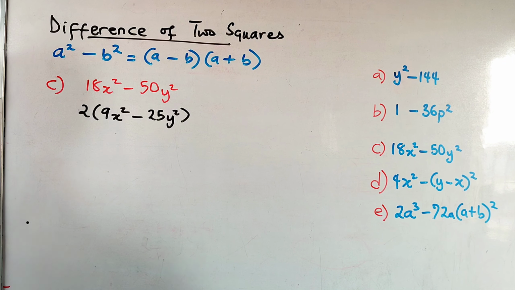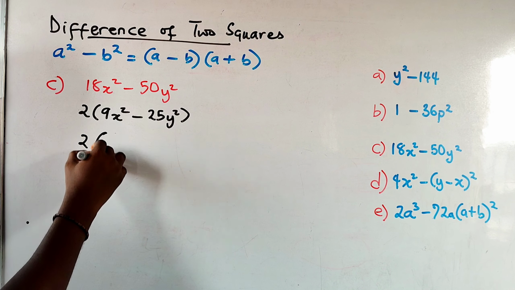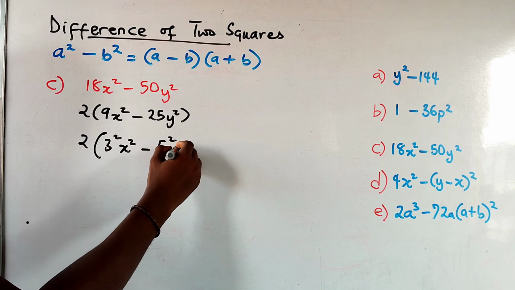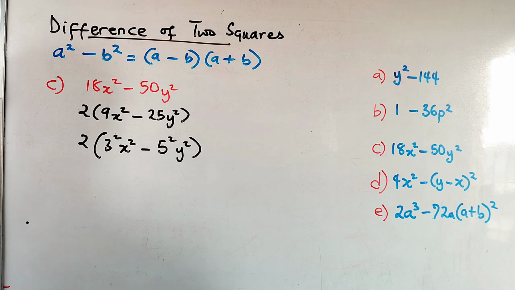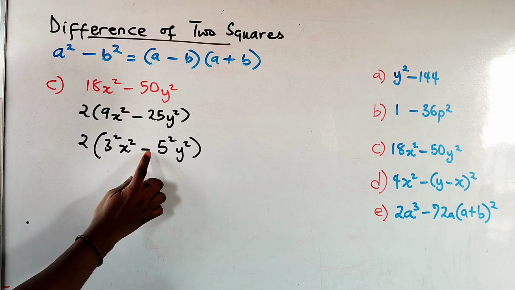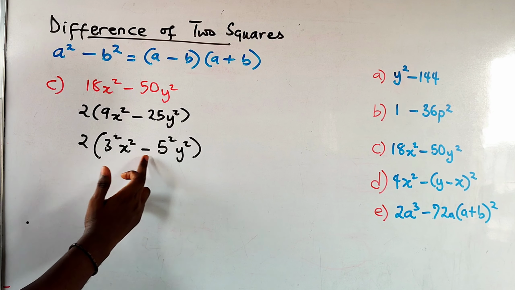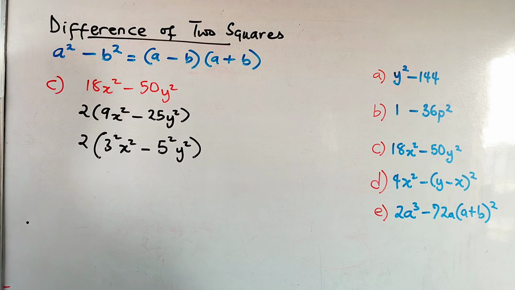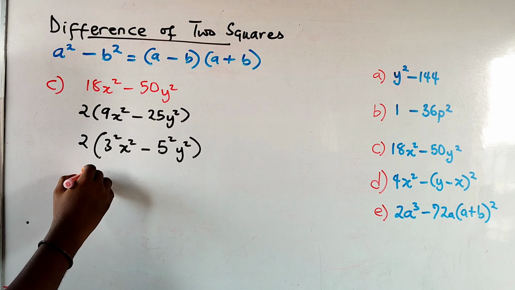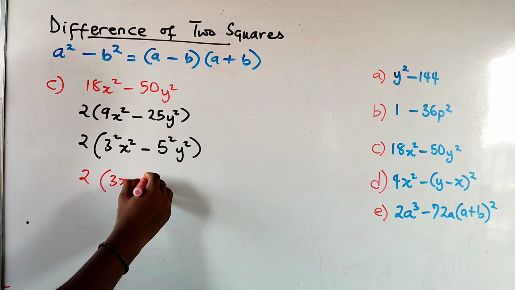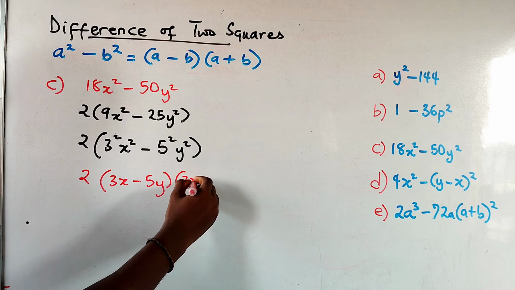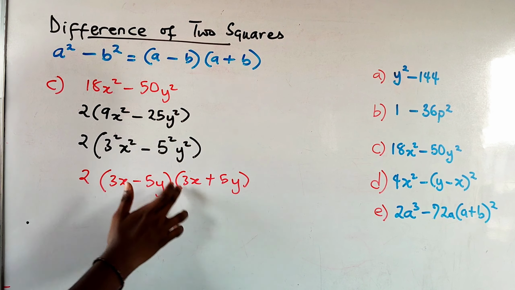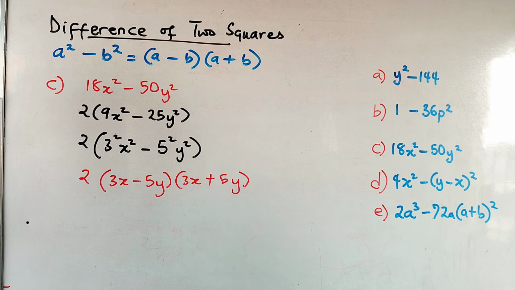Okay, so inside this bracket now, 9 is 3 squared, so you have (3x) squared, and 25 is 5 squared, so you have (5y) squared here. So you now have squares on both sides of the minus sign. So you can apply your difference of two squares concept here. So you have now 2 times (3x minus 5y)(3x plus 5y). That's the answer. You have simplified this into this.